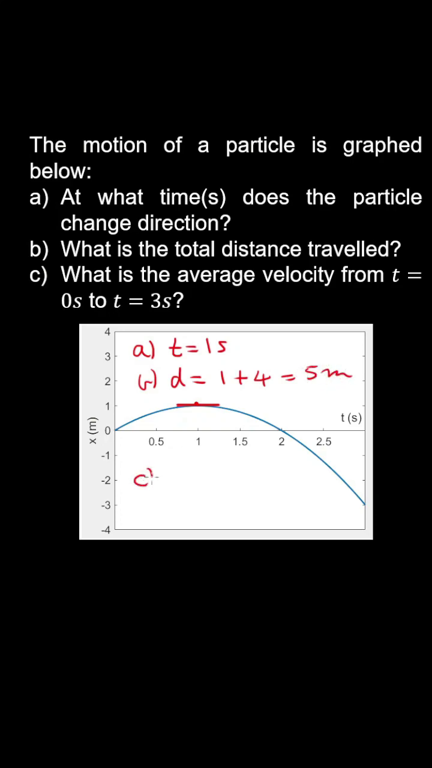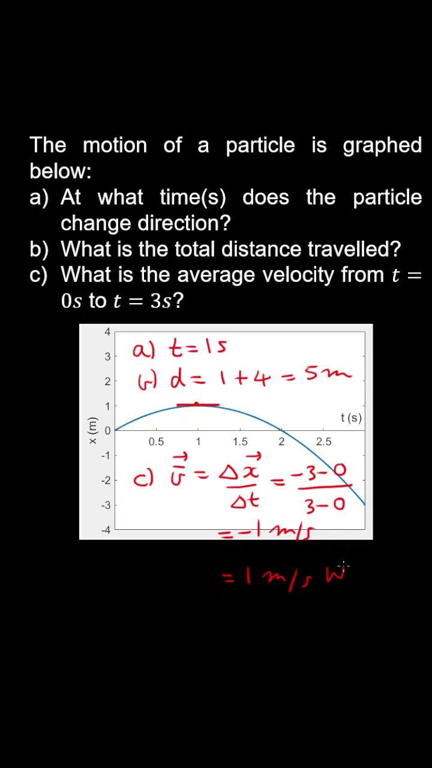And part C asks us what is the average velocity from t equals 0 to 3 seconds. So the average velocity is the displacement over the change in time. So the displacement is the final position minus the initial position, over the final time minus the initial time. So what we get is minus 1 meter per second, which is the same thing as 1 meter per second west or to the left, because the velocity has a direction.